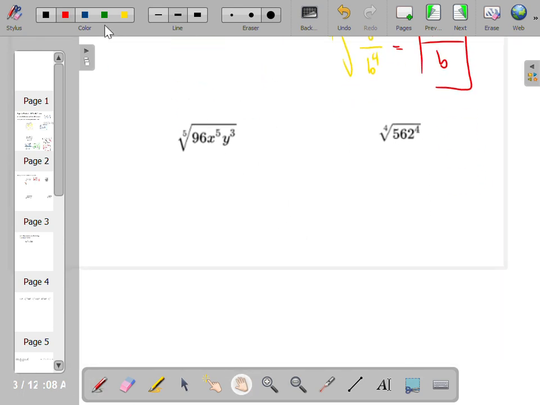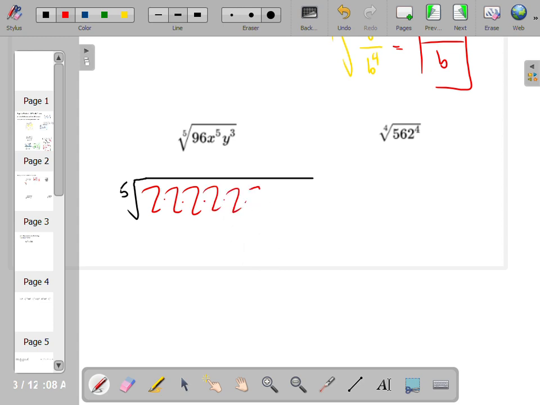I'm going to factor 96. So this is the 5th root of, I'm going to draw this, it's a lot. So I'm going to factor 96 to help me with this one. 96 is 2 times 48, which is 2 times 24, which is 2 times 12, which is 2 times 6, which is 2 times 3. And then x, x, x, x, x, and y cubed isn't enough, so I'm not worried about it.